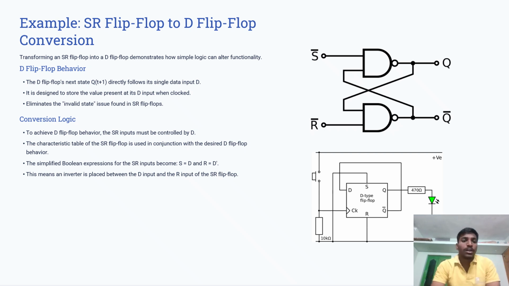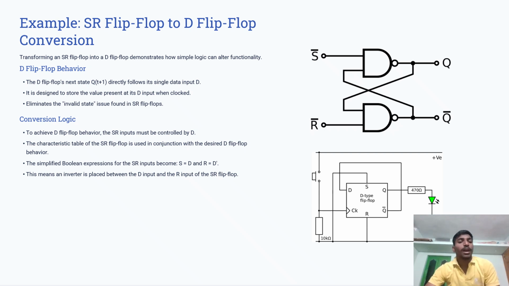Conversion logic. To achieve D flip-flop behavior, the SR inputs must be controlled by D. The characteristic table of the SR flip-flop is used in conjunction with the desired D flip-flop behavior. The simplified Boolean expression for the SR inputs becomes S equals D and R equals D dash.